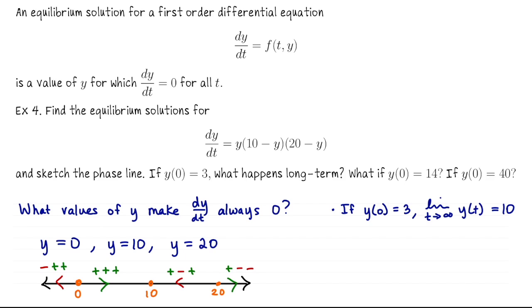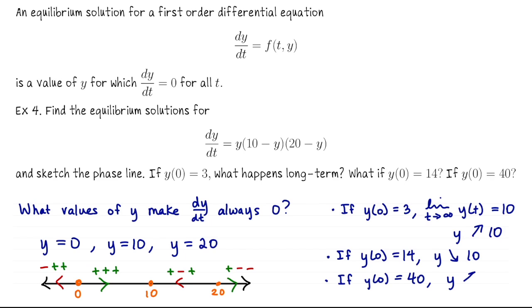On the other hand, if our initial value of y is 14, that puts us about here, we would decrease to 10. So maybe to distinguish that from the first case, I could write y would increase towards 10, and then if y at time 0 is 14, y would decrease towards 10. If y is 40, that puts us to the right of 20, we would increase. Okay, so I hope that helps illuminate how you look for equilibrium solutions and put together the phase line.